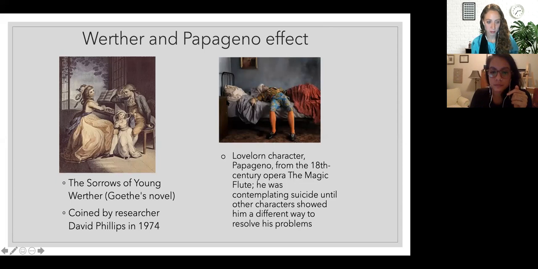That is the Werther effect, by which insensitive media reports increase suicidality in the general people, and the Papageno effect, where the researchers found that sensible media reports reduce suicidal behavior in the general people. So media can affect the suicidality of the general people in both ways, both in a positive direction as well as by increasing suicidality.